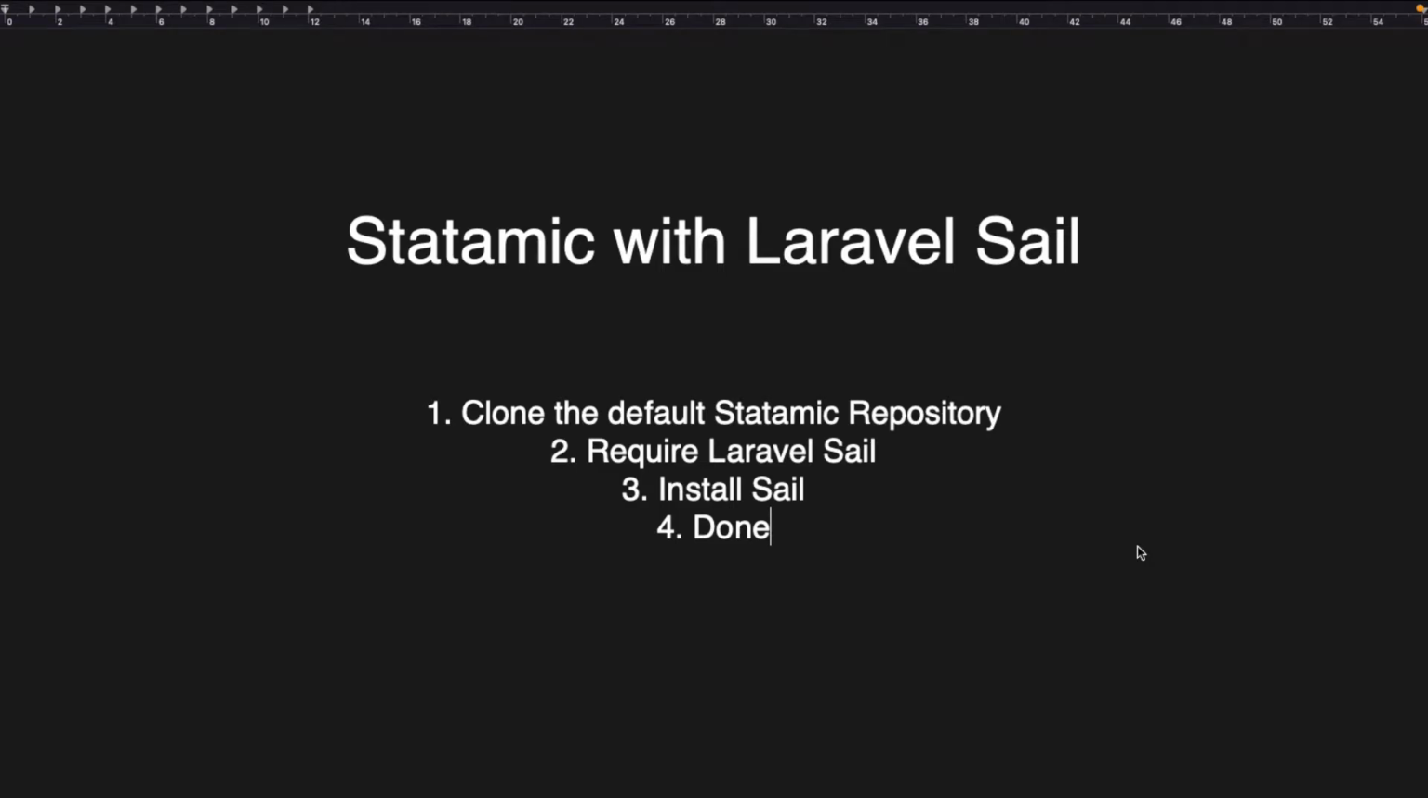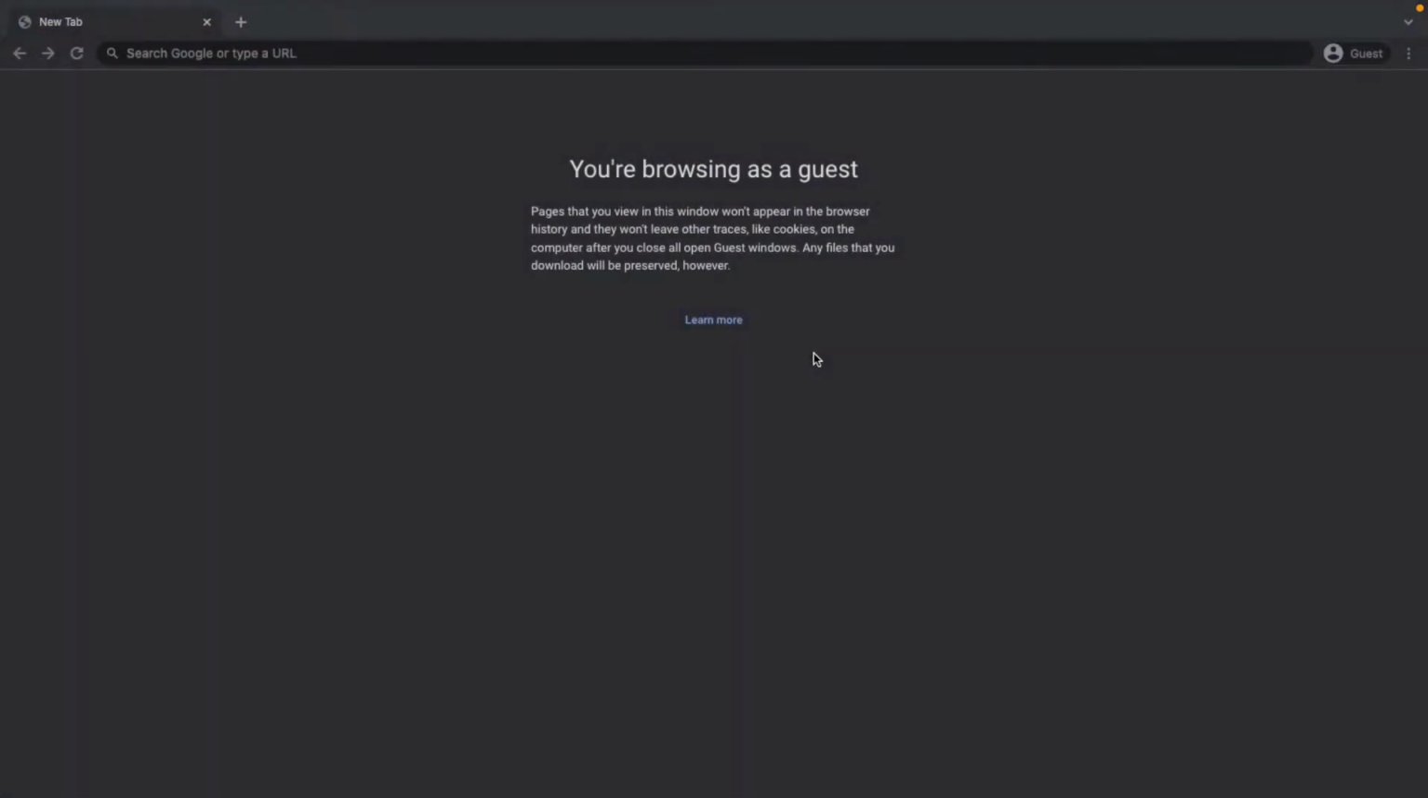If you like, you can join me on how to set up Docker with Statamic. For doing that, we'll use Laravel Sail. There are 3 steps we need. We need to clone the default Statamic repository. We need to require Laravel Sail via Composer. And we need to install Sail. Yeah, that's it. But before getting started, we need Docker, of course.